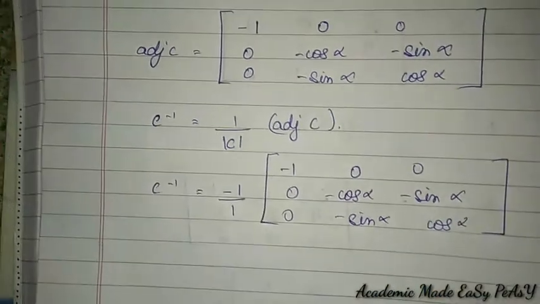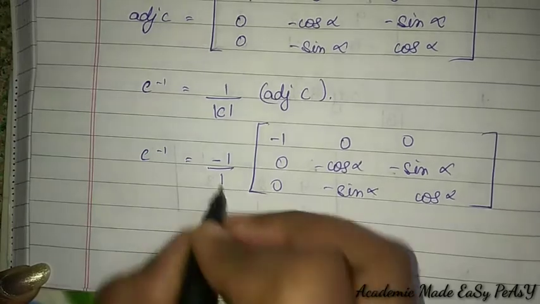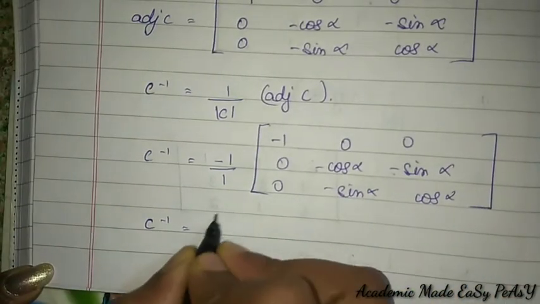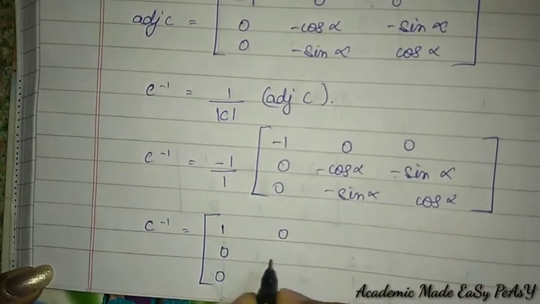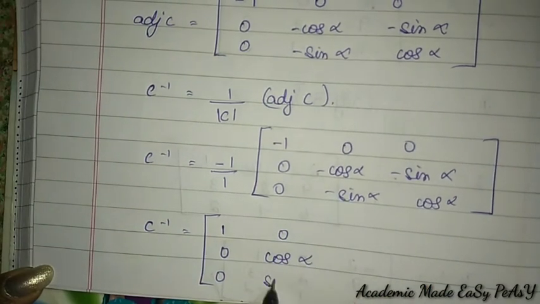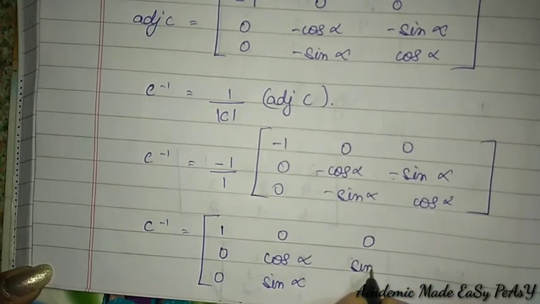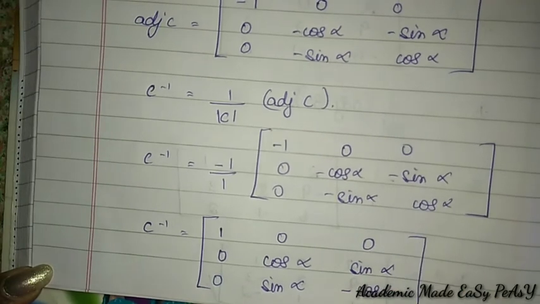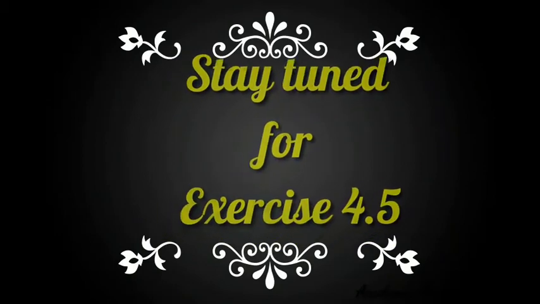You can leave it with this step, or else you can take this minus sign. No, only 1 is there, so we need not write minus 1 by 1 and all. So instead of that, we can take this inside also. That is 1, 0, 0, 0, and here minus into minus is plus. So cos alpha, here it is sin alpha, 0, sin alpha, plus into minus is minus. So minus cos alpha. So that's it. This is the answer.